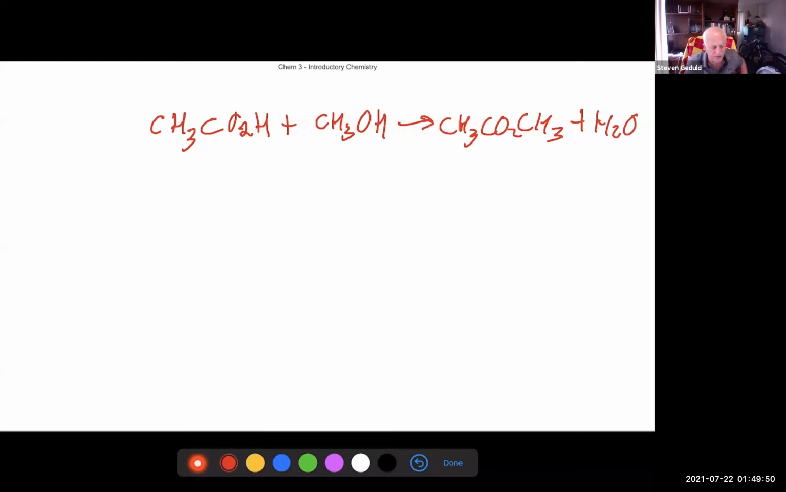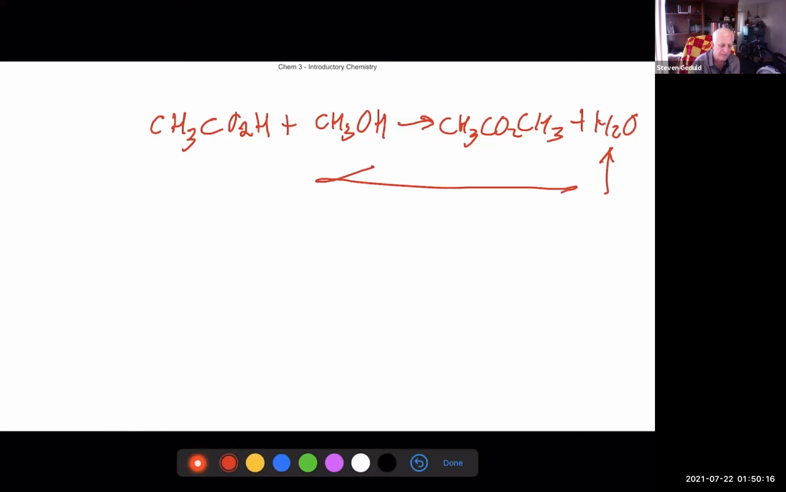Okay, there's your reaction. And it said by adding water, so here's my water. If I add water, which way am I actually going to go? Is it going to shift it to the left or the right? You want to take a guess? Perfect. Exactly right. It's going to shift it to the left.